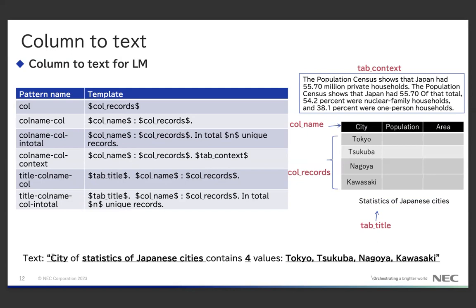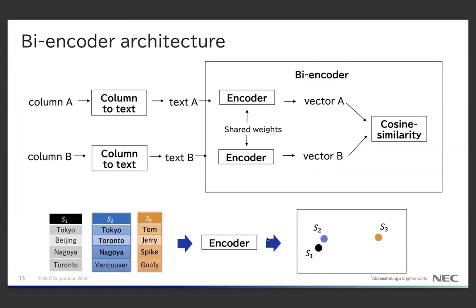For example, one of the patterns will transform the column into this text. Here is a column name, here is a table name, it contains 4 values, and what the values look like. So here is the text that is the input to the language model.